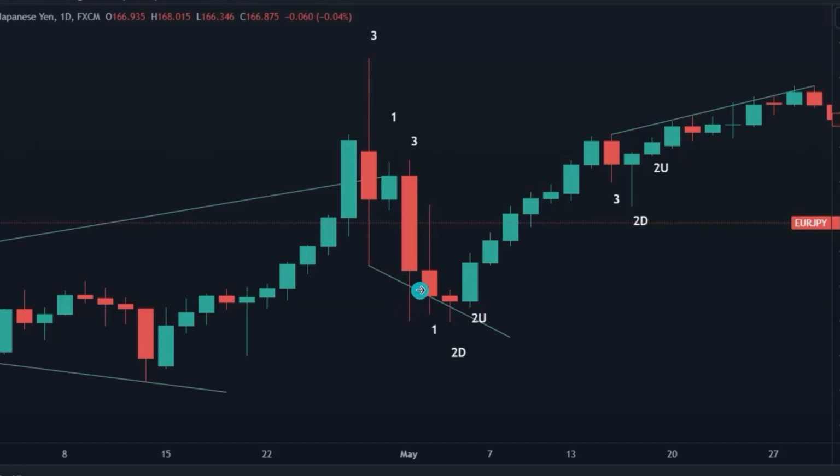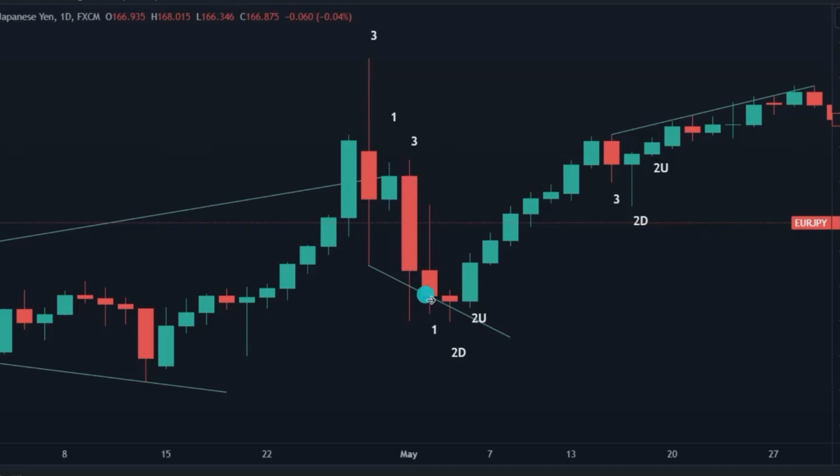So now we have another 1, and then we have a 2 to the downside, and then a 2 to the upside. Now this is what you want to pay attention to. It is the full body of the candle, including the wick. So if it goes down here, which would have been an entry if you're strictly using the technical understanding of the Strat strategy.